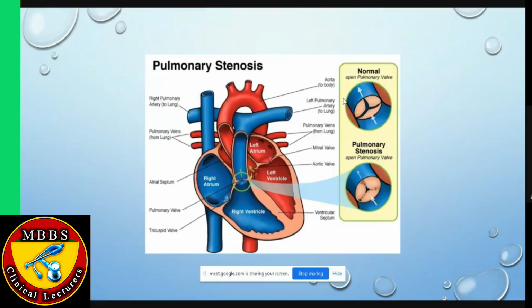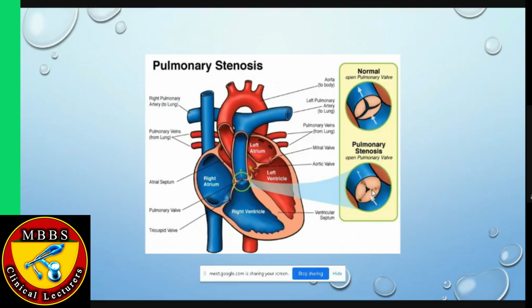Now, if you see over here, this is the condition. You can see this is the stenosis, and you can see the blockage of the lumen over here. You can see this is the normal picture in which the lumen is open, and this is the stenosed or blocked lumen of the pulmonary valve.